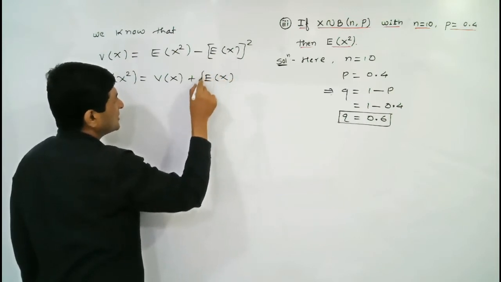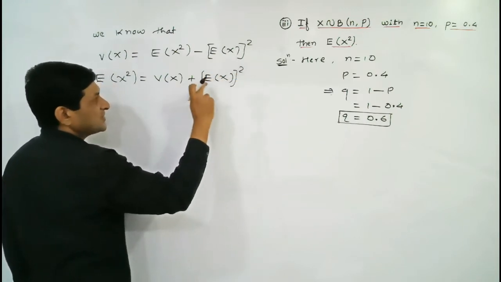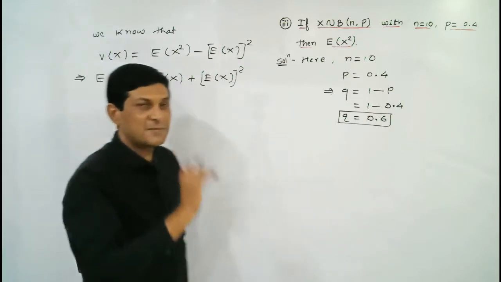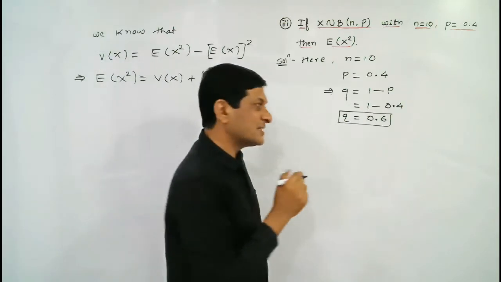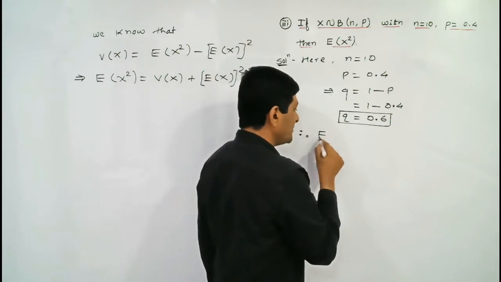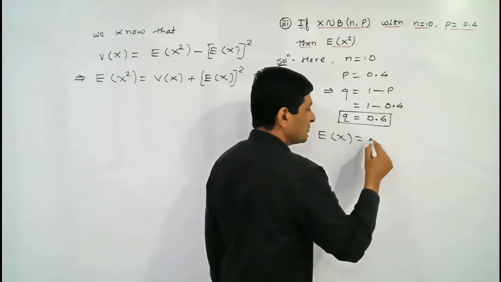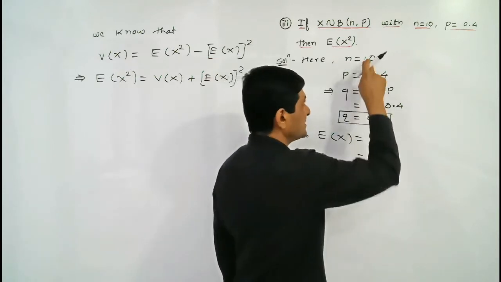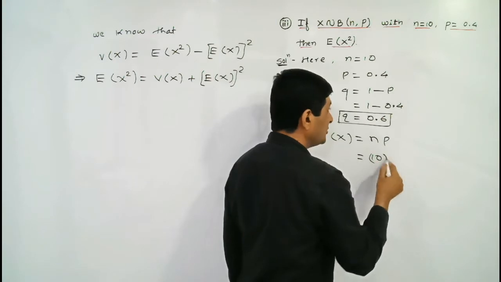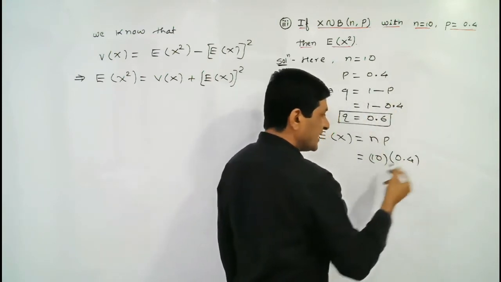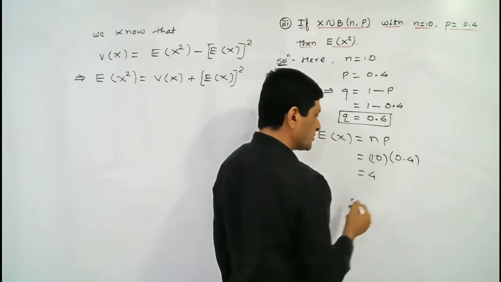Means to find out our required value, first let us try to find out E of X and V of X. Since the values of n, p, q are known to us, we can easily find out E of X. What is the formula of E of X? E of X will be equal to np. So which is equal to, replace n by its value. What is the value of n here? 10 into p. p is equal to 0.4. So 10 into 0.4 will be equal to 4.